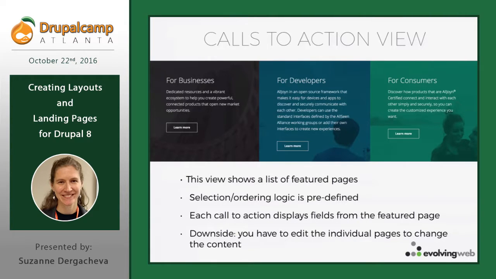Each call to action is going to display fields that come from the content. So if you have a page for businesses, for developers, and for consumers, then it's going to be easy to define on those pieces of content fields for each of these, like a call to action snippet of text that's actually part of this larger piece of content that you're going to get to by clicking Learn More.